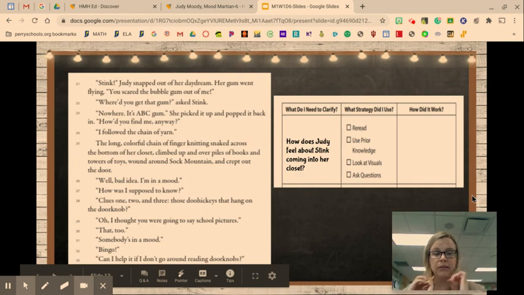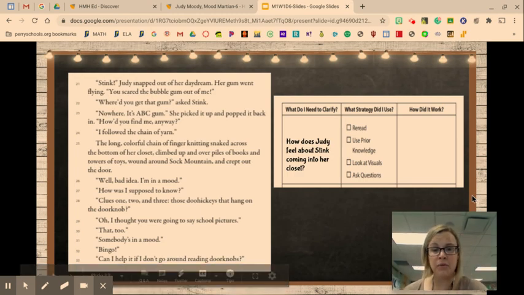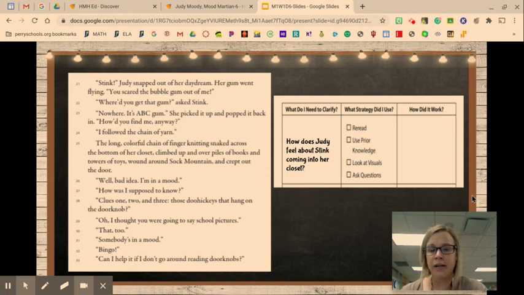All right, so on this page, this will be what your assignment looks like. You have page 44. I already put in that question, how does Judy feel about Stink coming into her closet? You're going to check off which strategies you used. Did you reread? Did you use prior knowledge? Did you look at the visuals, or did you ask questions? And then you're going to explain to me, how did it work? What did you find out?